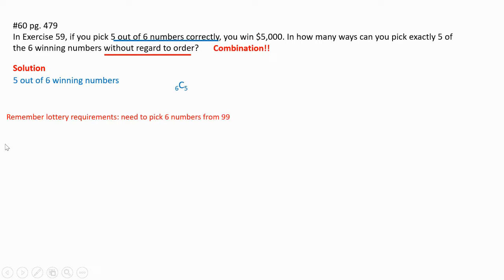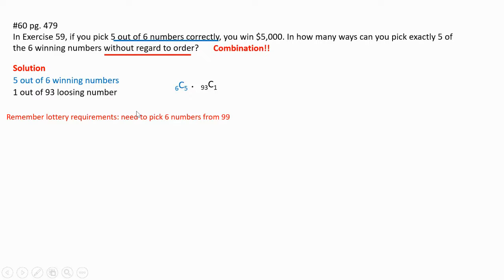Now, remember the lottery requirements: you need to pick 6 numbers from 99. So I need to pick one more, right? Because say I pick 6 numbers out of 99, then there's 93 left. And say to win the $5,000, if you get 5 right, it's 5 out of 6, so I need to pick one more.